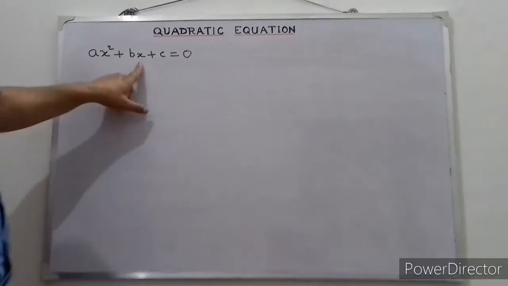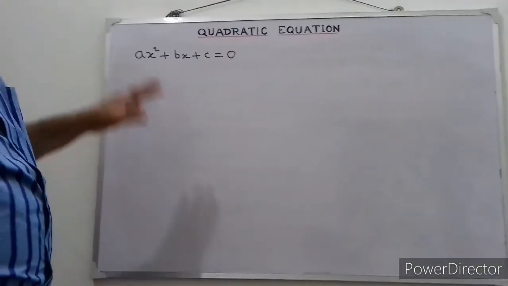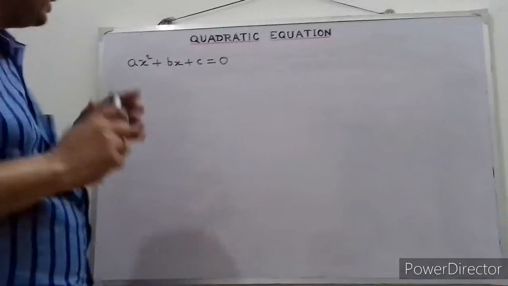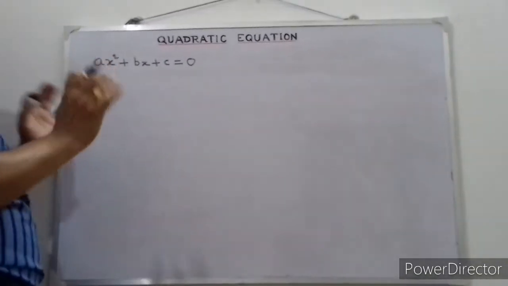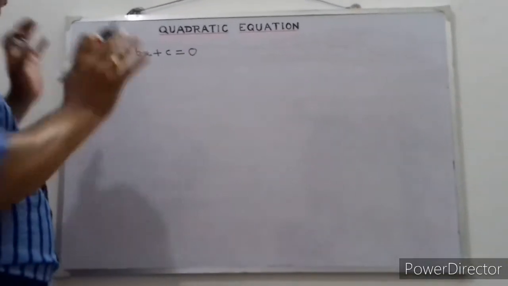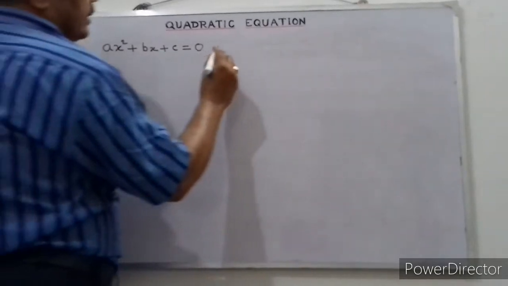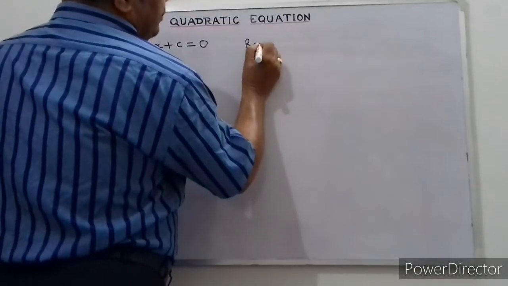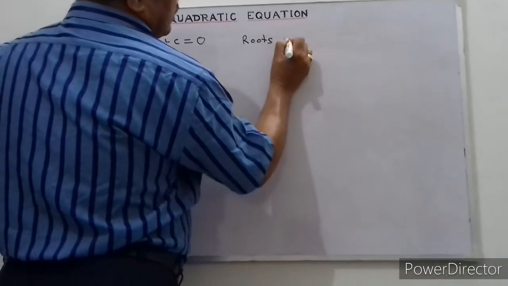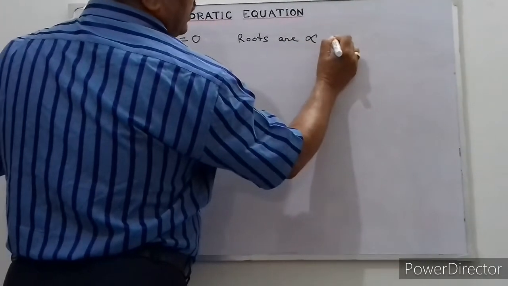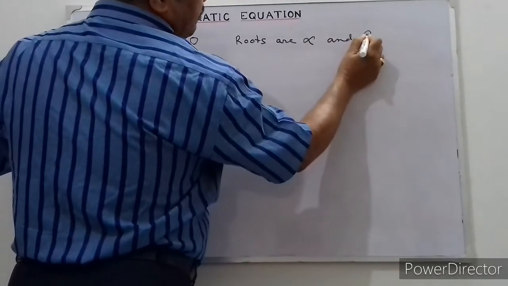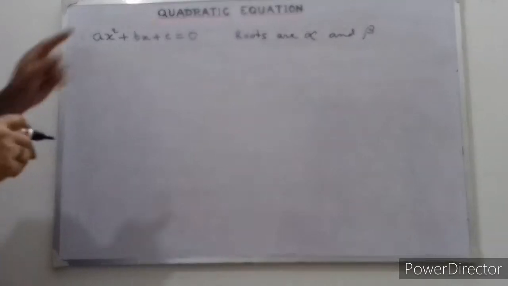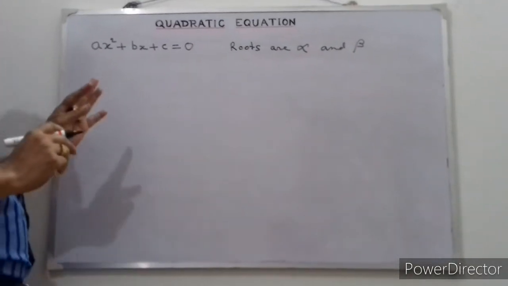So ax square plus bx plus c equals 0 is the standard form of the quadratic equation. Now the values of x are called roots of the quadratic equation. Now let the roots be denoted by alpha and beta. Okay. Now what is the value of alpha plus beta?